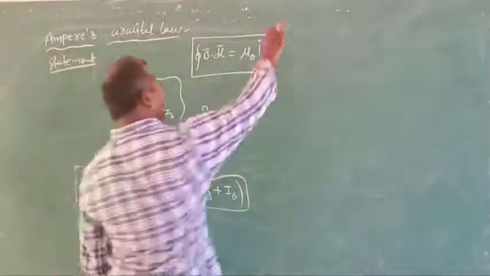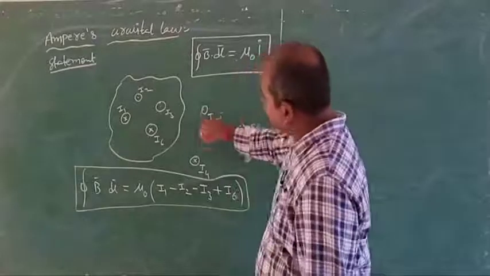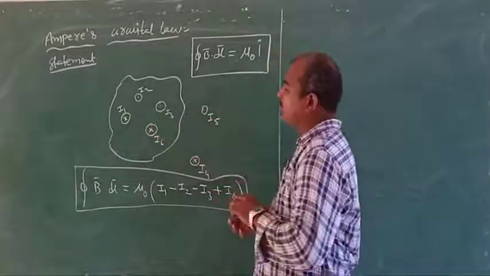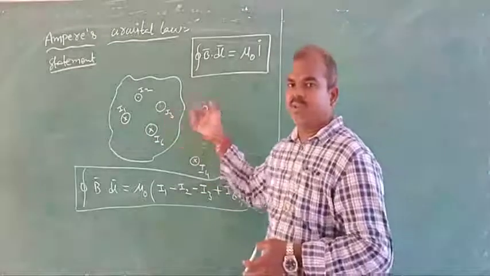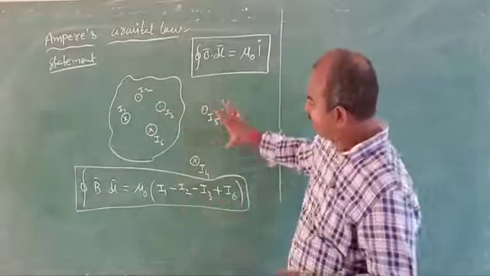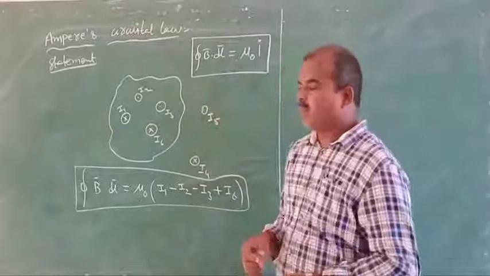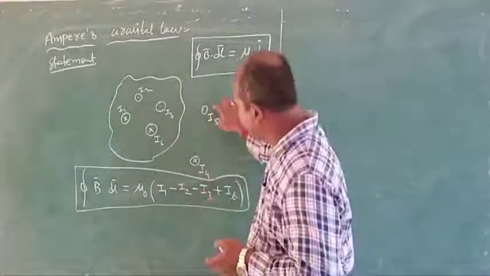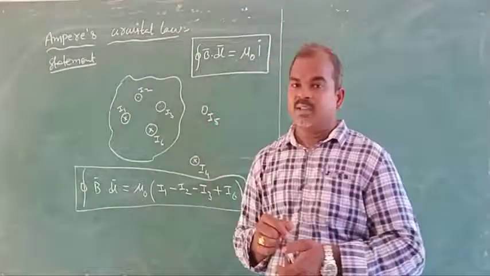Here you may have some doubt: what about the currents I4 and I5, which are outside of the loop? For currents outside of the loop, the magnetic field contribution becomes 0. The magnetic field due to these outside currents is 0.